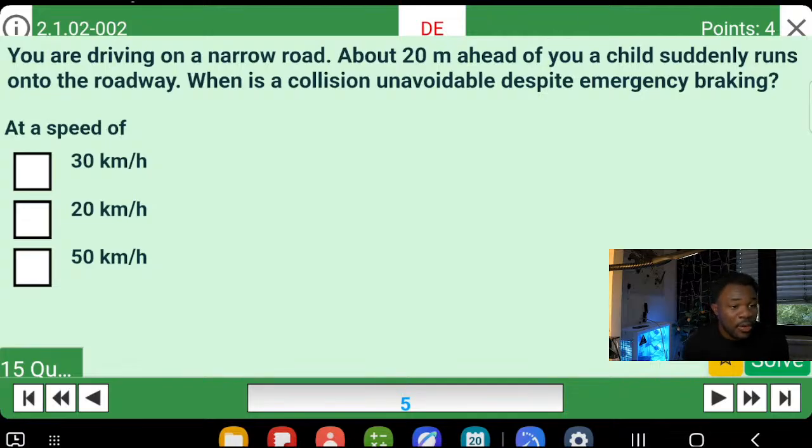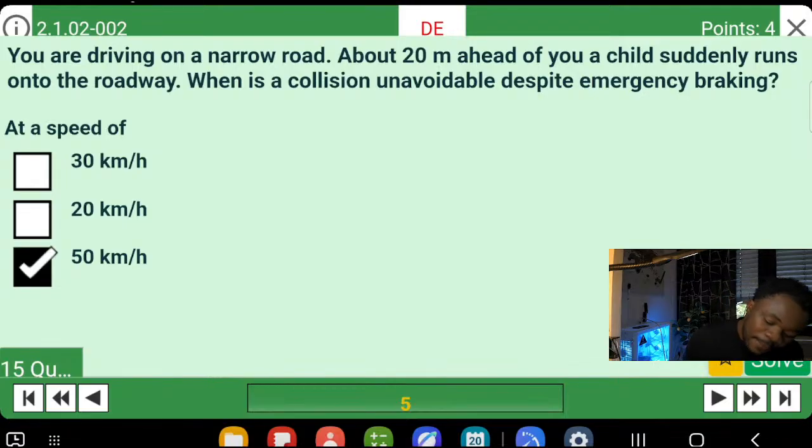You're driving on a narrow road. About 20 meters ahead of you, a child suddenly runs onto the roadway. When is a collision unavoidable despite emergency braking? You're driving on a very narrow road. About 20 meters ahead of you, a child suddenly runs onto the roadway. When is a collision unavoidable despite braking in an emergency?